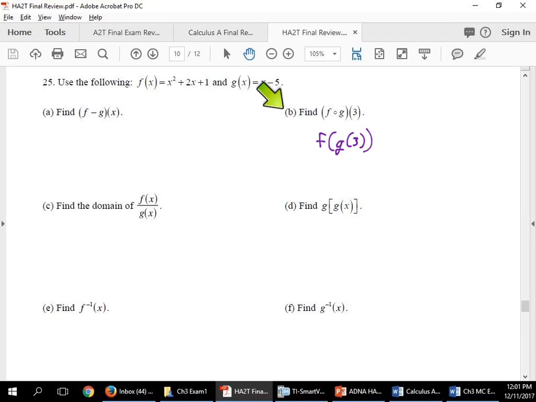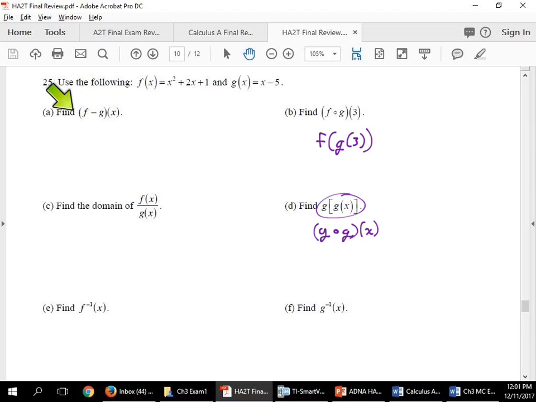Okay, now B and D are similar types of problems. Instead of writing D like this, I could have written D like this. Just so you know, they're the same problem. The little open dot, that's what this means.